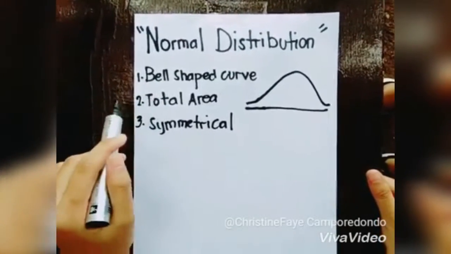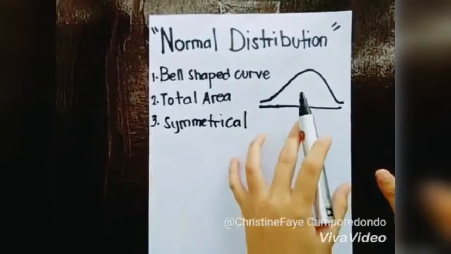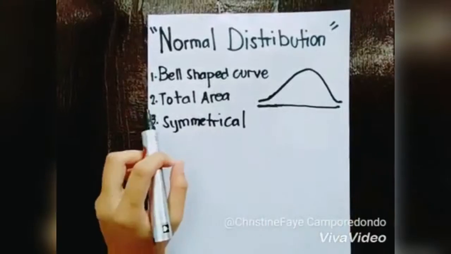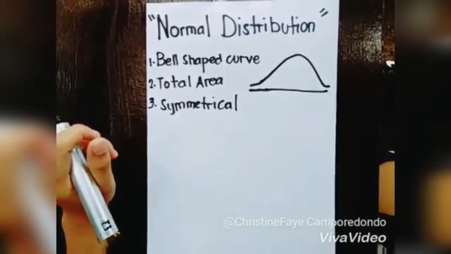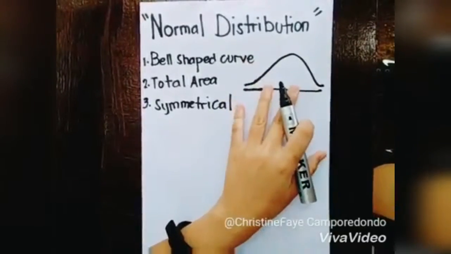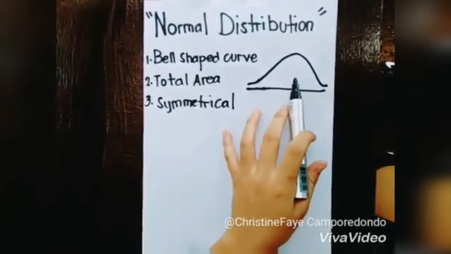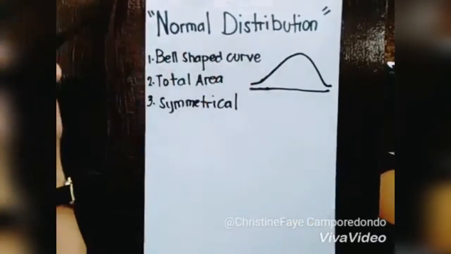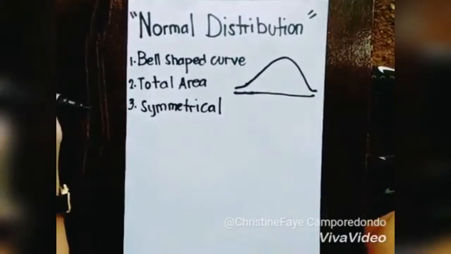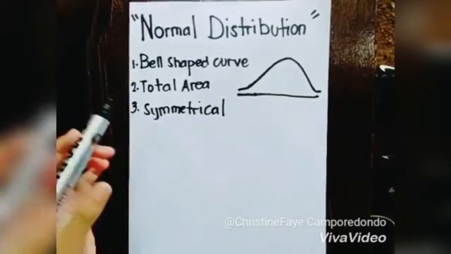The first one is the bell-shaped curve. Basically it looks like this. Number two, the second thing to remember is the total area. All of it, including the tails, gives you a total area of 1, and everything under the curve has a total area of 1. The third thing to remember is that the bell-shaped curve is symmetrical.